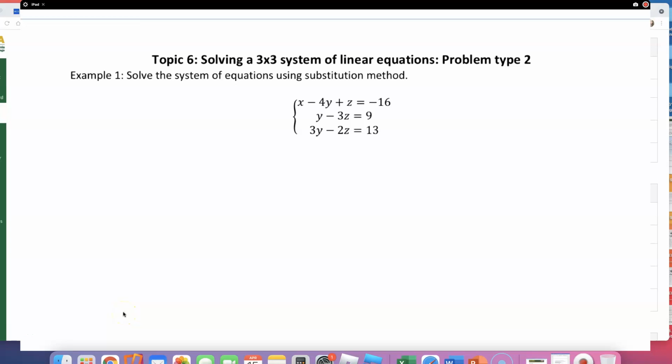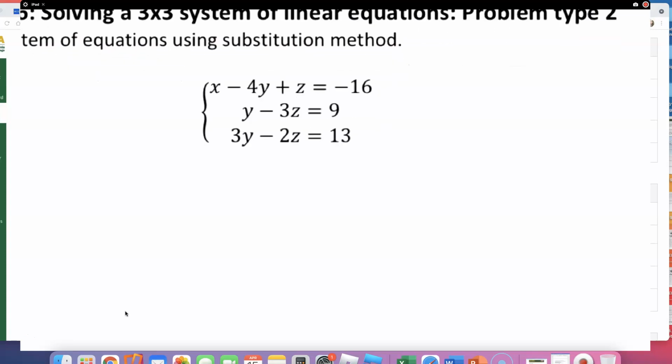So, solving a 3x3 system of linear equations, problem type number 2, on the ALEKS homework topic for this week. Solving the system of equations using the substitution method, not the elimination method. Not that we can't solve this using elimination. I guess we can, absolutely, right? But I just wanted to show you a different method.